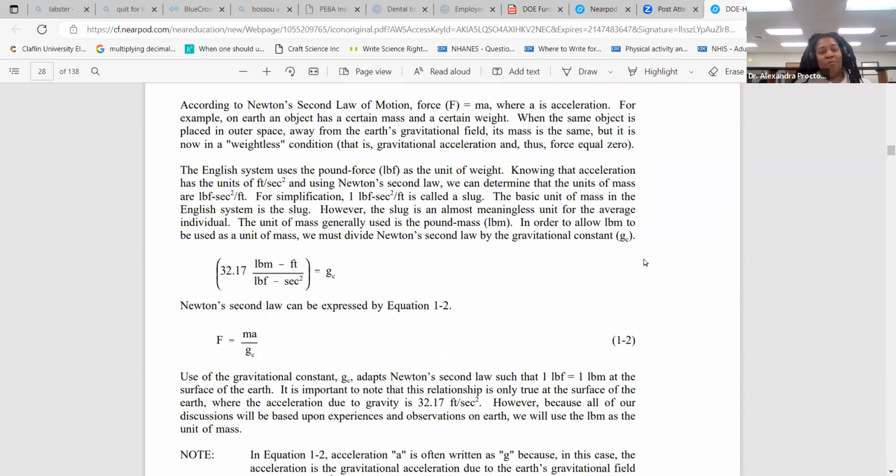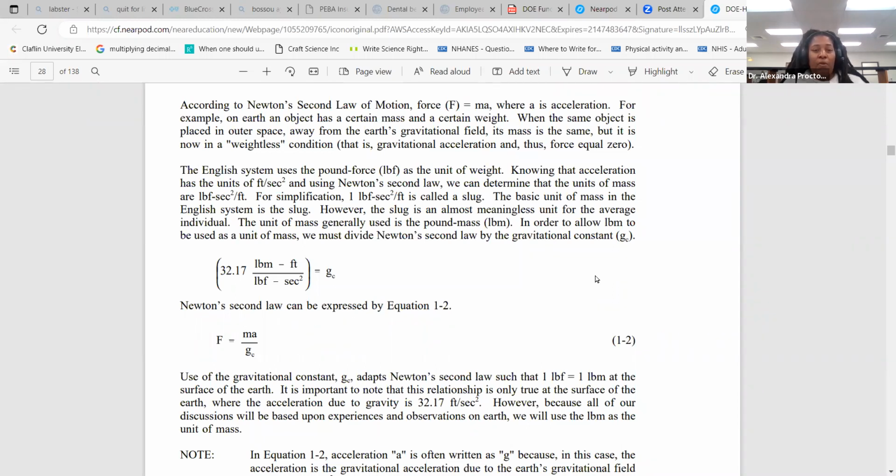However, this slug is almost meaningless as a unit of measure for the average person. So the unit of mass is generally pound mass, or lbm. So correct that in your notes, lbm is pound mass. So in order to allow pound mass to be used as a unit of mass, we have to divide Newton's second law by this gravitational constant, which is gc.